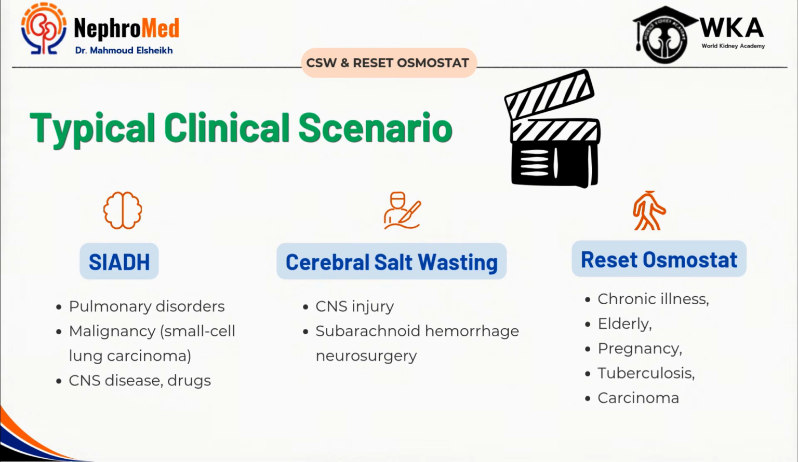And then we have reset osmostat, which usually appears in more chronic adaptive physiological states, typically associated with elderly patients, pregnancy, chronic systemic illness, TB, and occasionally malignancy. Here, the body appears to adapt to a chronically lower sodium set point while maintaining relatively stable osmotic regulation. So although lab overlap is common, the surrounding clinical scenario often provides major diagnostic clues. And in many cases, understanding the underlying disease context is just as important as interpreting the sodium value itself.